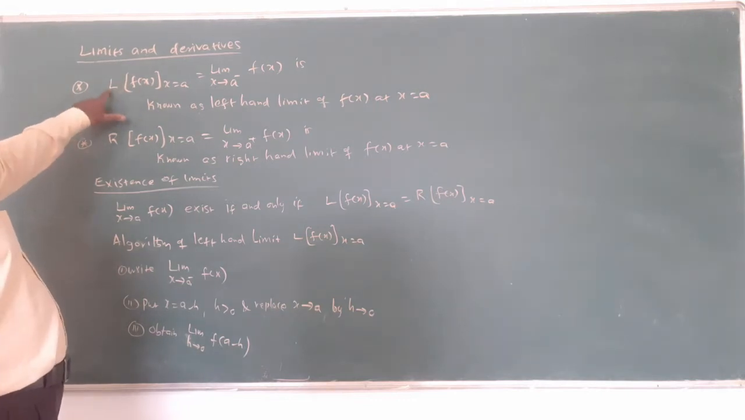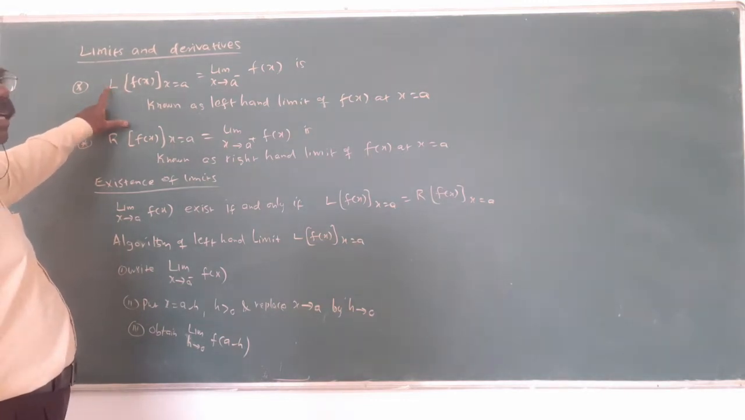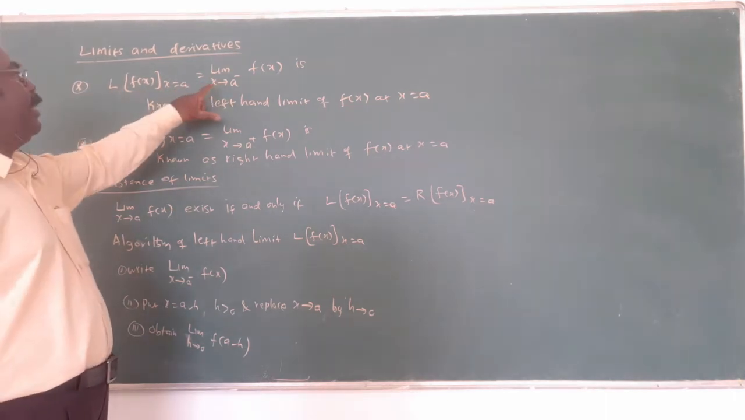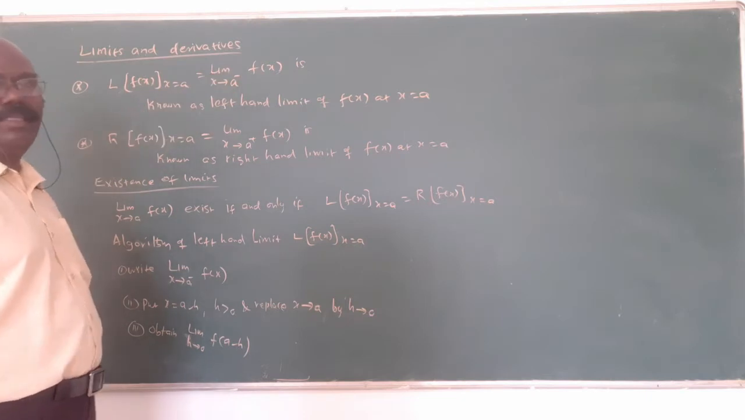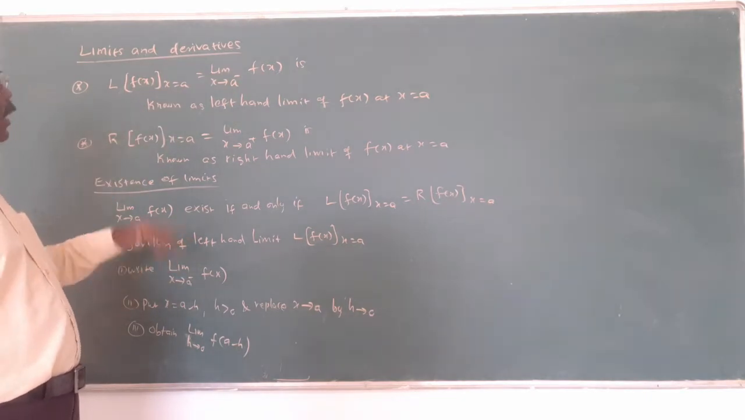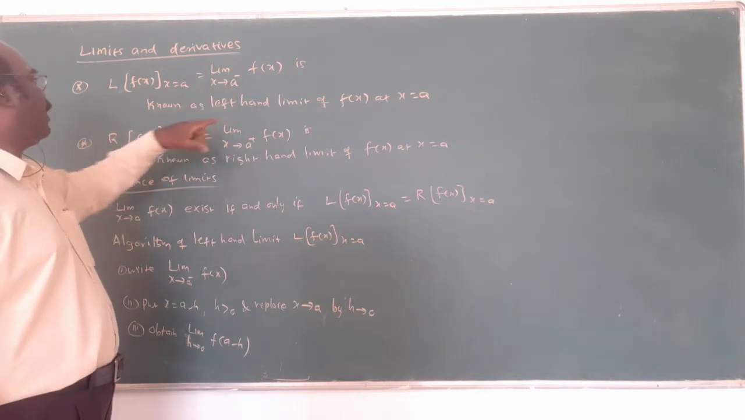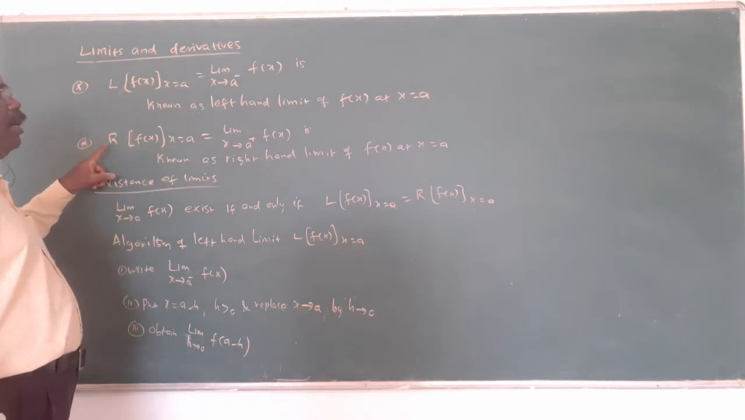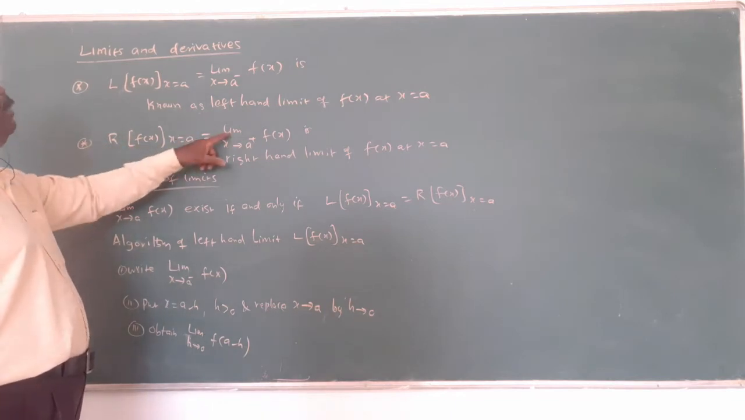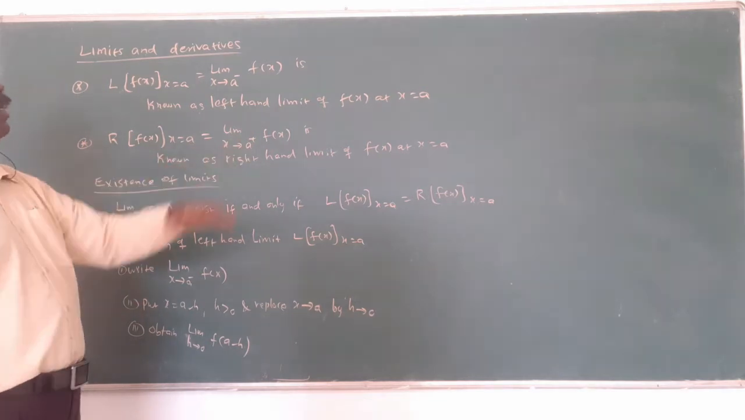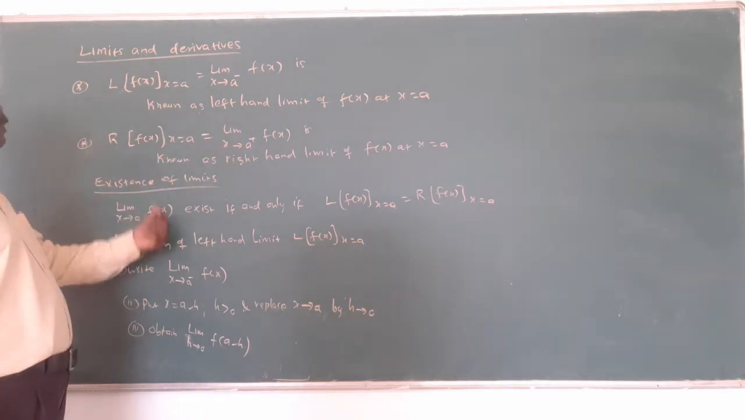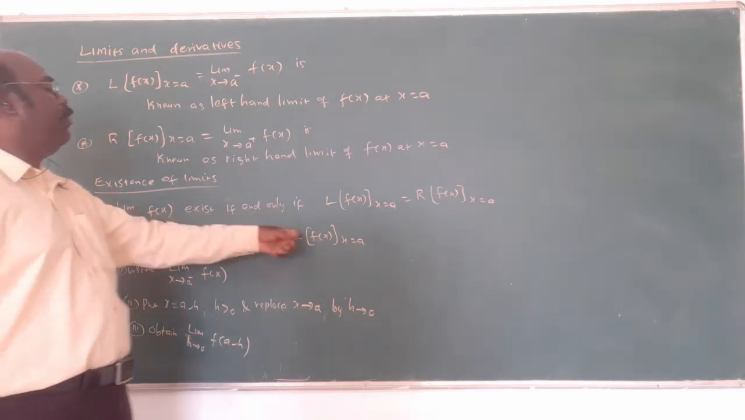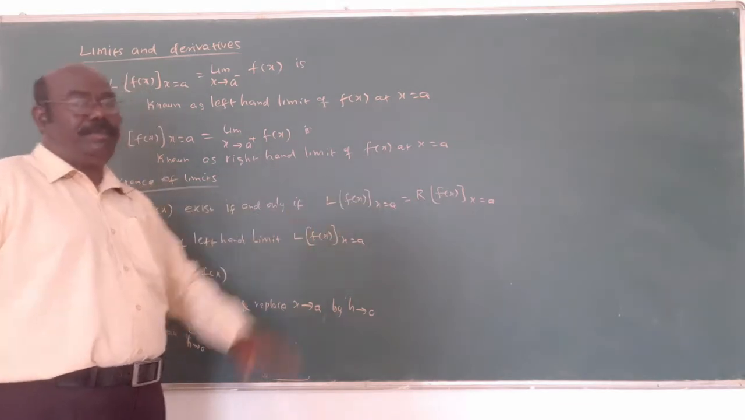Left limit of f of x at x equal to a means limit x tends to a minus. Left means minus, right means plus. This is known as the left hand limit of f of x at x equal to a. Similarly, the right limit of f of x at x equal to a means limit x tends to a plus of f of x. This is called the right hand limit. Now, the limit of f of x as x tends to a exists if and only if the left limit and right limit are equal.